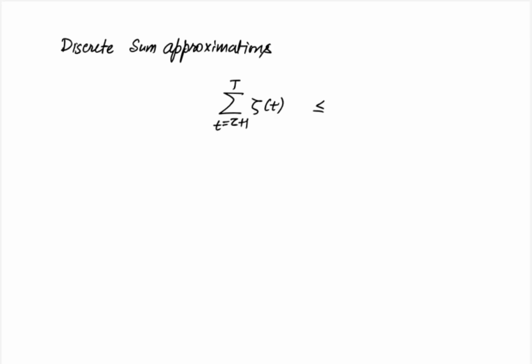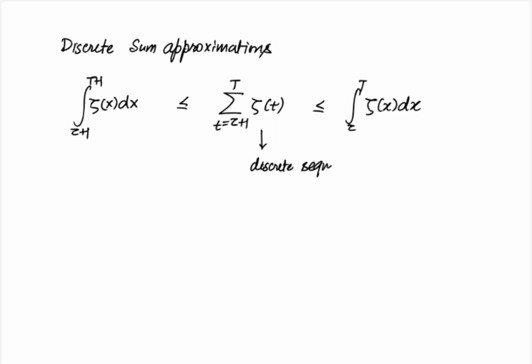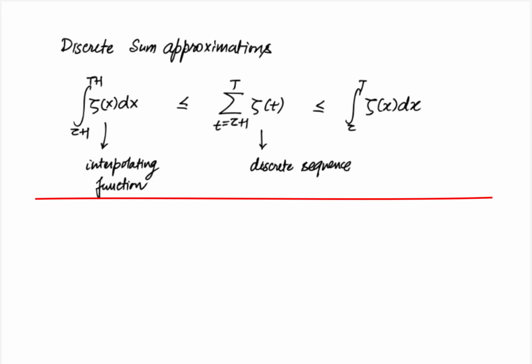So the sum is upper bounded by integration from tau to capital T zeta x dx, and it is lower bounded by integral from tau plus 1 to capital T plus 1 zeta x dx, where zeta t is any discrete sequence, but zeta x is a well-defined smooth function that interpolates zeta t for all x in real. Applying that here, we see that the following bounds can be obtained.